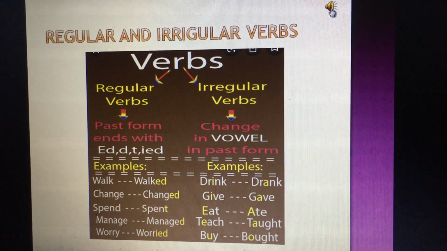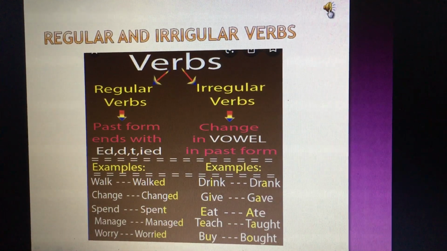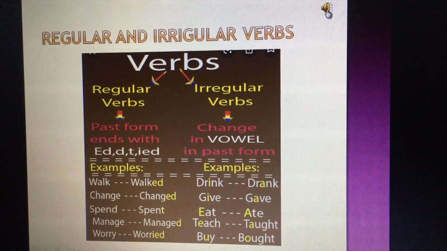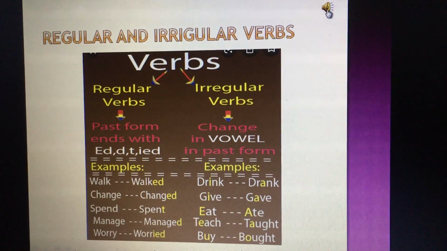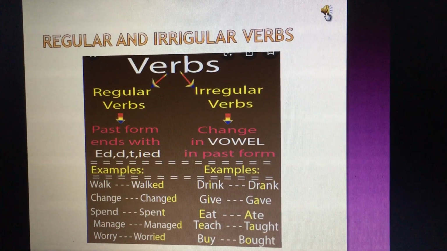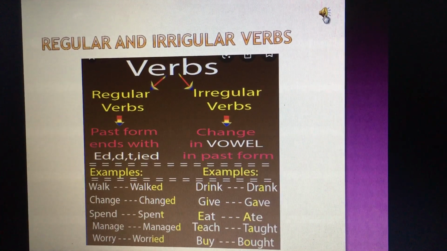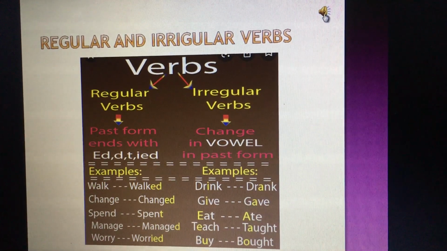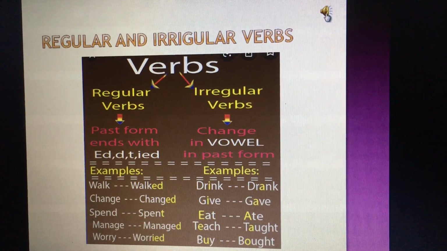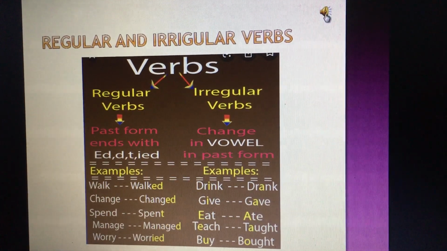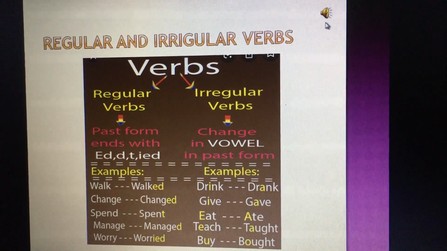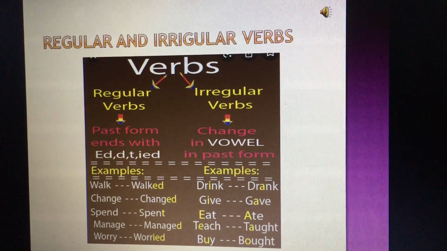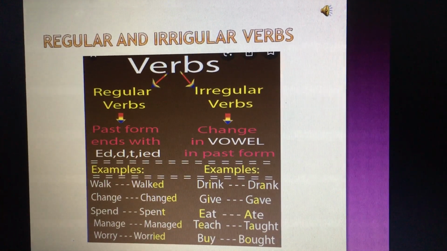Here you can see a few regular and irregular verbs. The regular verbs end with ed, d, t or ied. Whereas in the irregular verbs, the change occurs at the vowel position. Like drink becomes drank, so i changes into a. Give becomes gave. Teach becomes taught. Buy becomes bought. So these are a few examples.